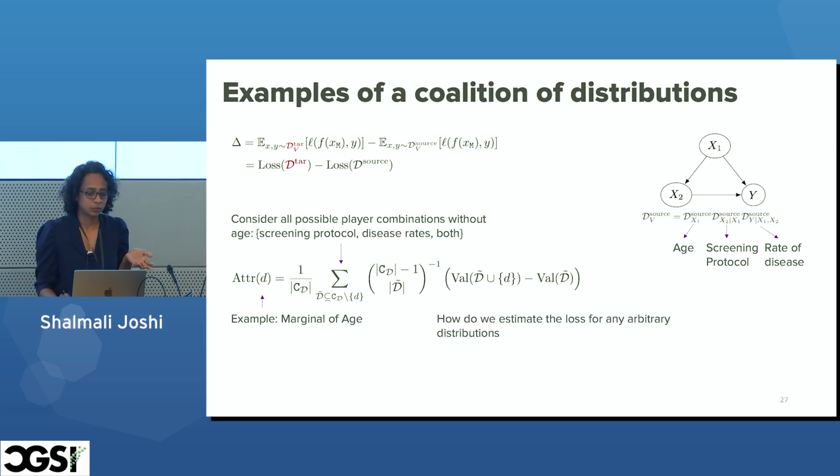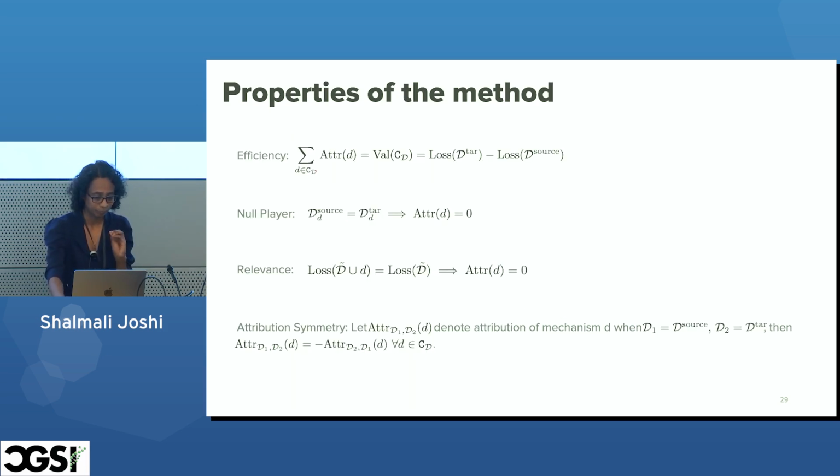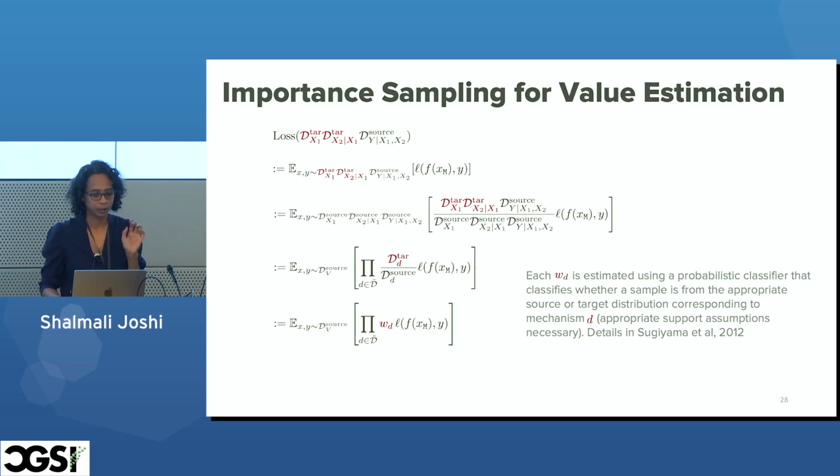The question then is, of course, how do we estimate these losses for any of these arbitrary combinations? One way to do this is importance sampling, which is just a way to get unbiased estimates of expectations from samples that are coming from a different distribution. We're going to go over why this can be a problem in high dimensions very quickly. But this is doable. Okay? The important takeaway at this point is that this is doable.